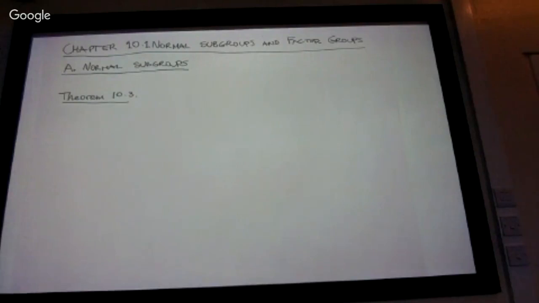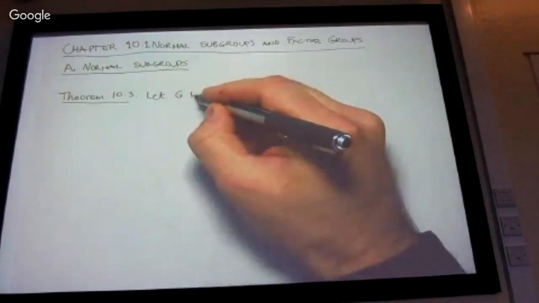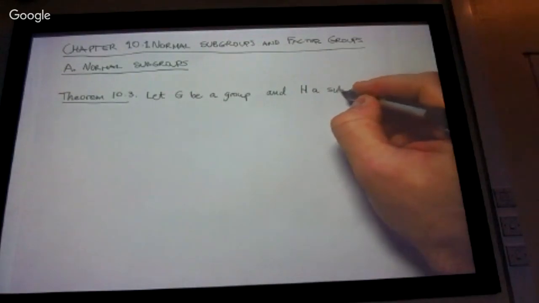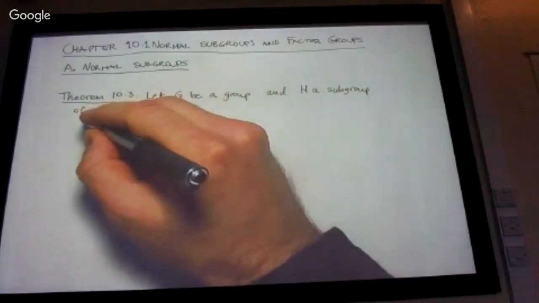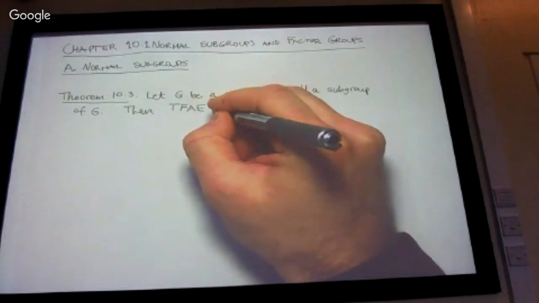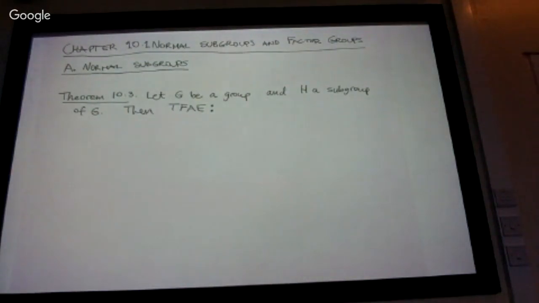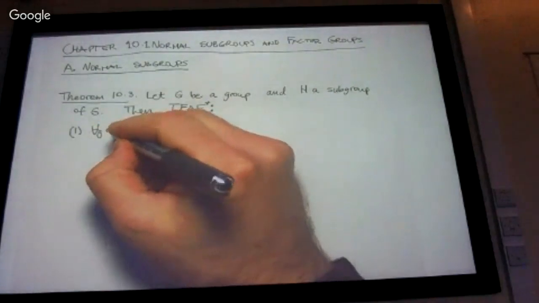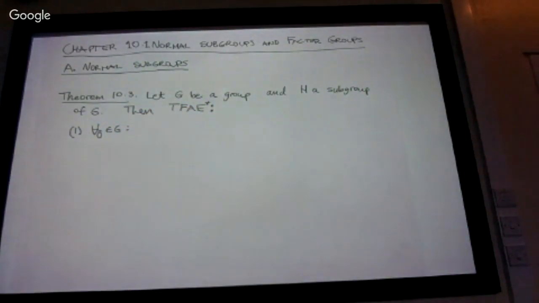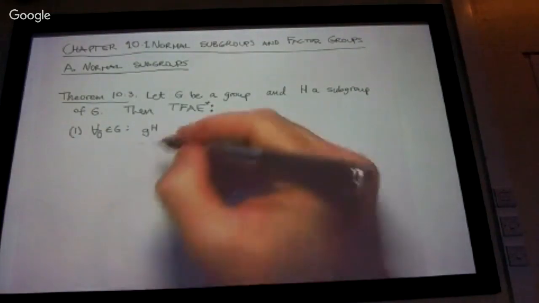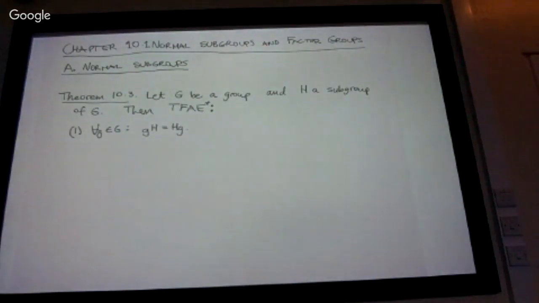Theorem 10.3 says that, let G be a group and H a subgroup of G. Then the following are equivalent. Number 1: for every element of G, the left coset, is this called the left coset? I think this is called the left coset. Yeah. Is the same as the right coset.